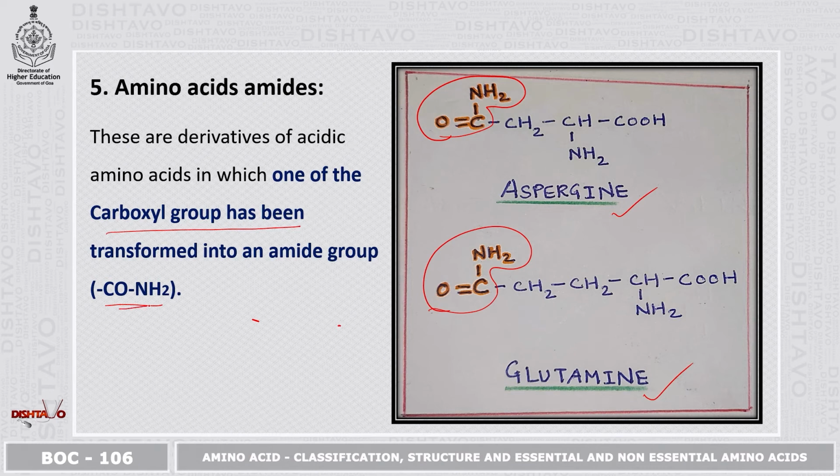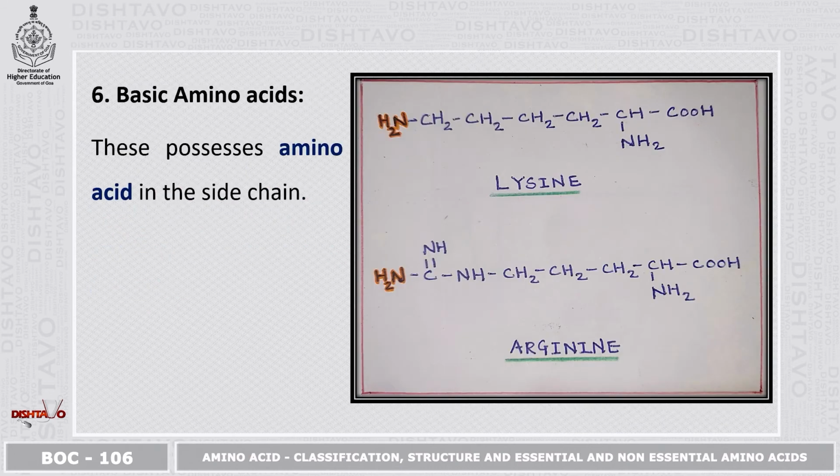So this is the group that is present, CONH2. Next one is basic amino acid. These possess amino groups in the side chain. So you see here, this is the one, NH2 group. Okay, so to cite an example, we have lysine and arginine under this.